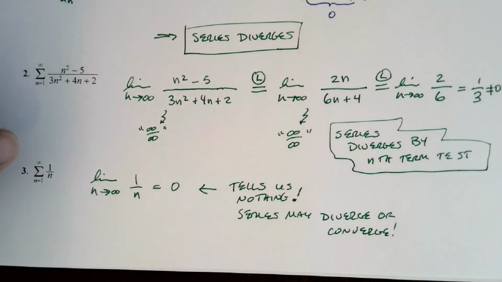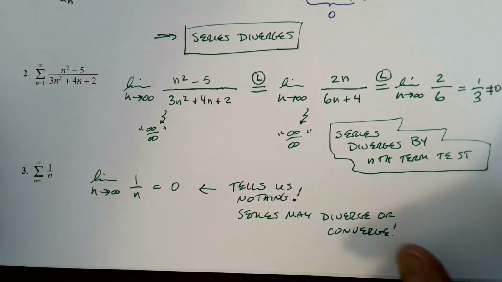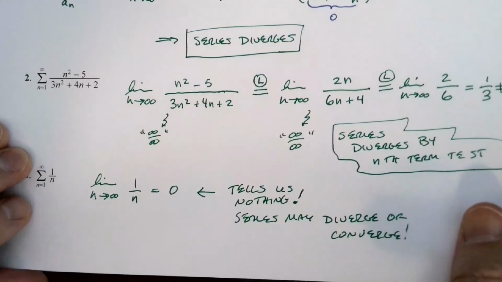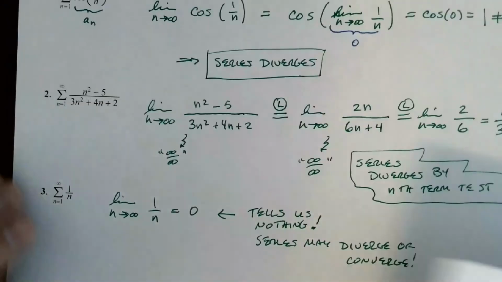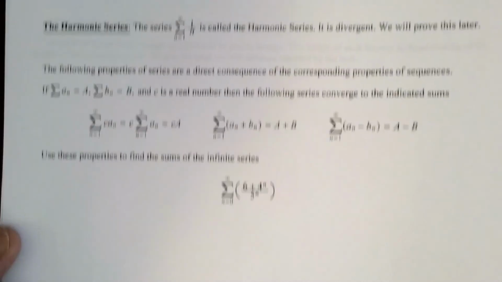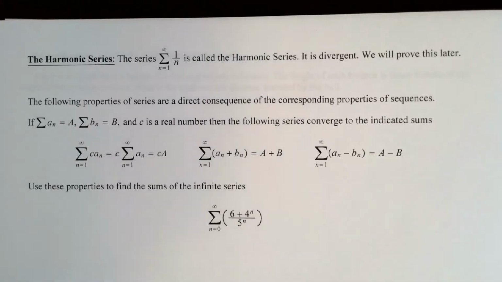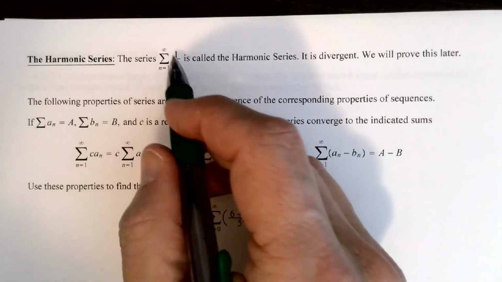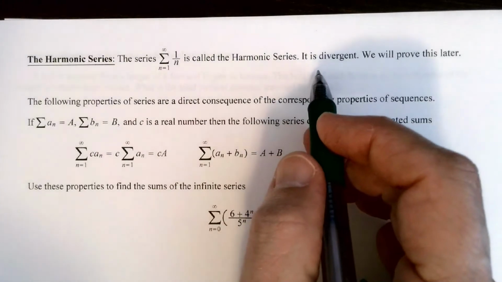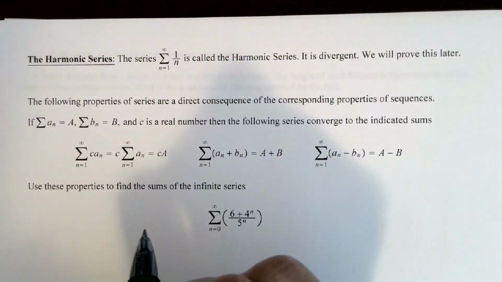Right? In fact, it turns out that this series here is divergent. I'm going to prove that to you later on, not in this video or the next, but later on. This series is real important, and we give it a name. It's called the harmonic series. And so this series is divergent. As I said, we'll prove this later.